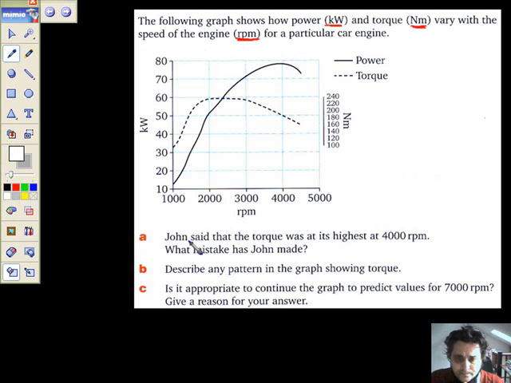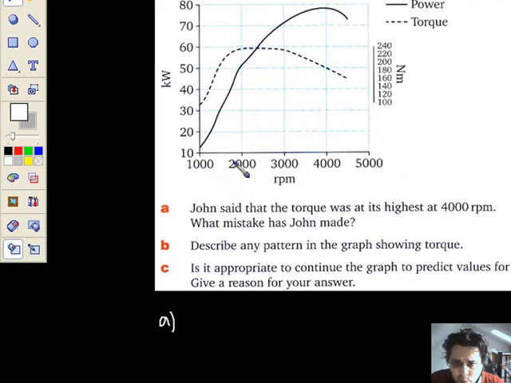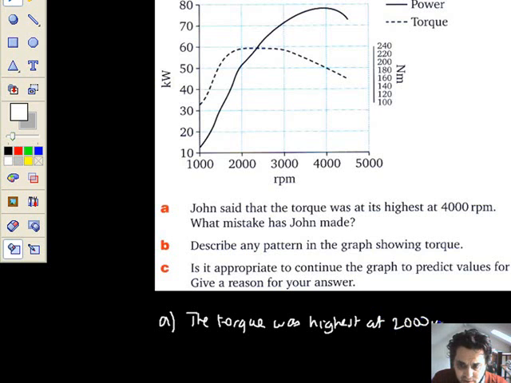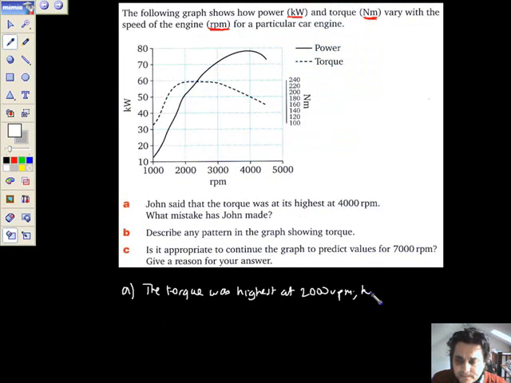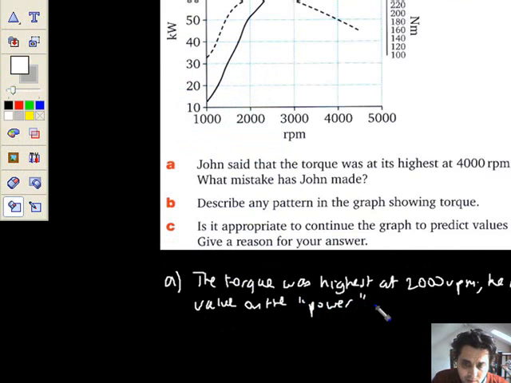John said that the torque was at its highest at 4,000 RPM. What was John's mistake? Well, actually, I can see the torque was highest at 2,000 RPM. So let me just state that obviously. So the torque was highest at 2,000 revolutions per minute. So what did John do wrong? He read the maximum value on the, there he goes, that's where he got 4,000 from. He read the power scale. He read the maximum value on the power graph. Is that okay?